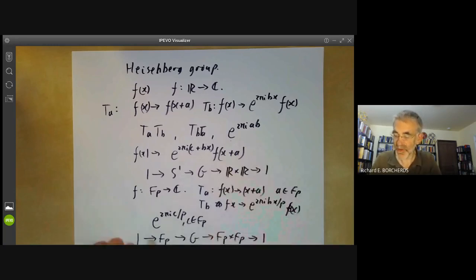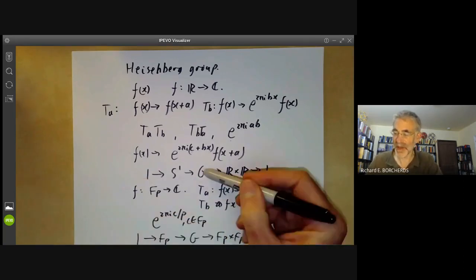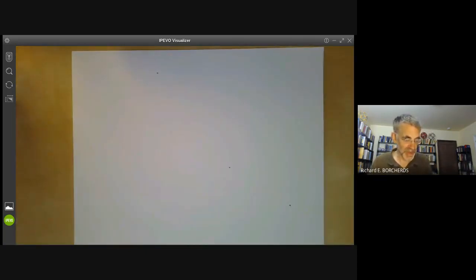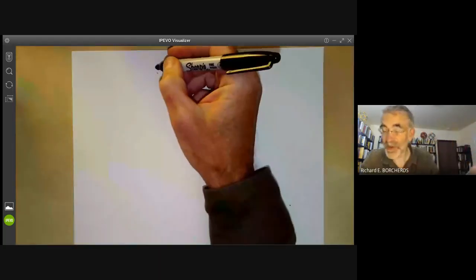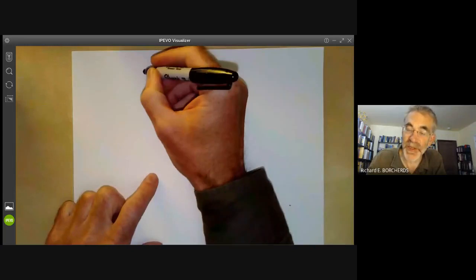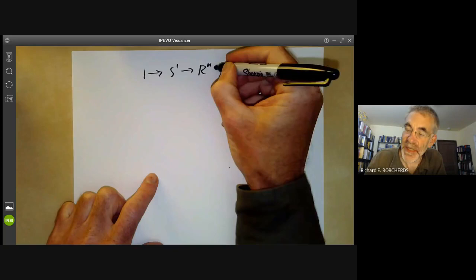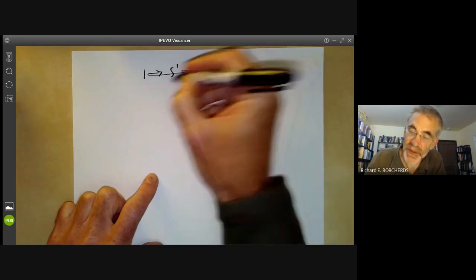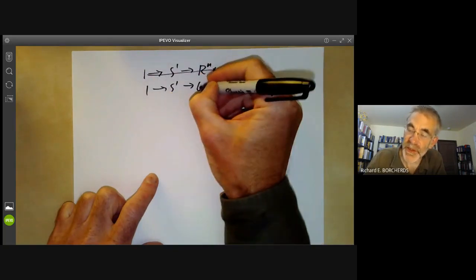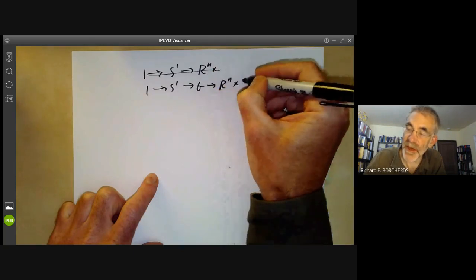The point is that groups of order p cubed are very similar to the Heisenberg group. For instance, if you look at their representation theory, it is very similar. Heisenberg groups exist not only in one dimension. You can also do Heisenberg groups in n dimensions, and these are rather similar, except it's an extension. Oops, I missed out the G. 1 goes to S^1, goes to G, goes to R^n times R^n.